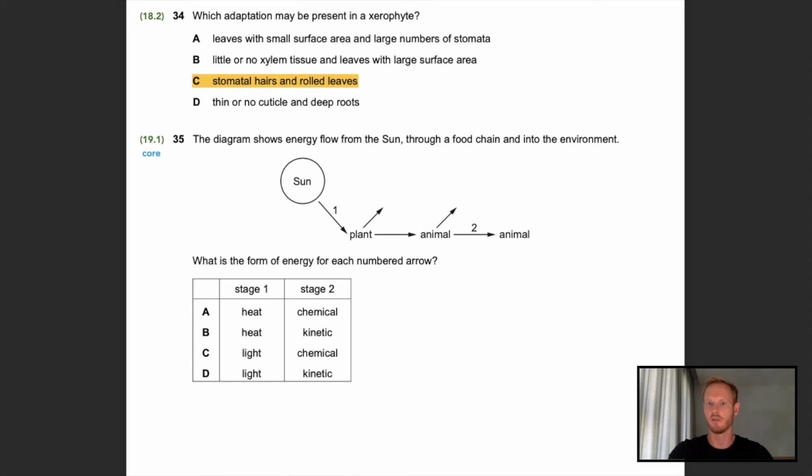Question 35. The diagram shows energy flow from the sun through a food chain and into the environment. What is the form of energy for each numbered arrow? So the options for arrow number 1 are heat and light, and the answer here is light. Light energy from the sun is used to produce chemical energy in the plant by photosynthesis. Now, some of this chemical energy is then passed along food chains from plants to animals and then to other animals at higher trophic levels. So arrow number 2 represents chemical energy.